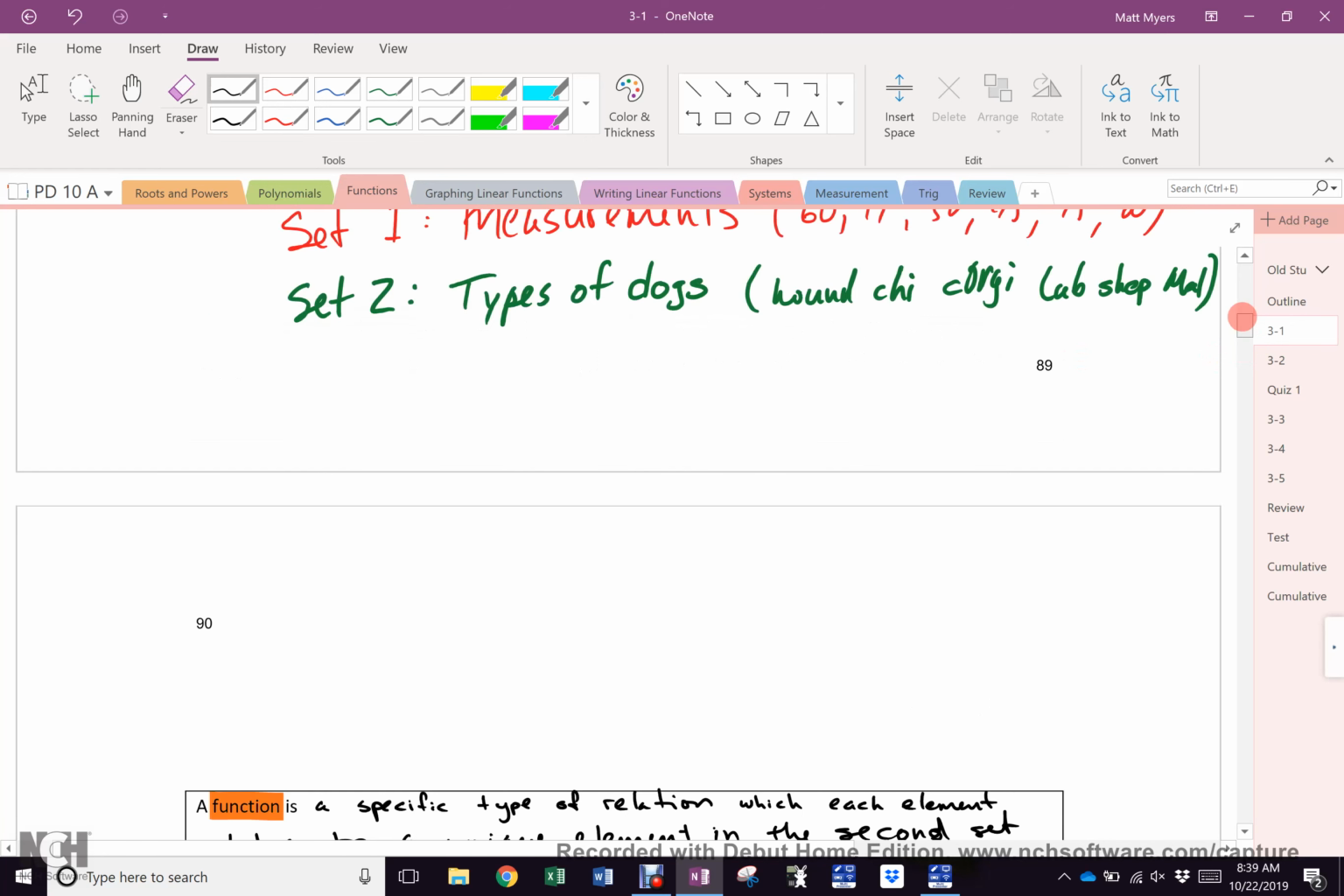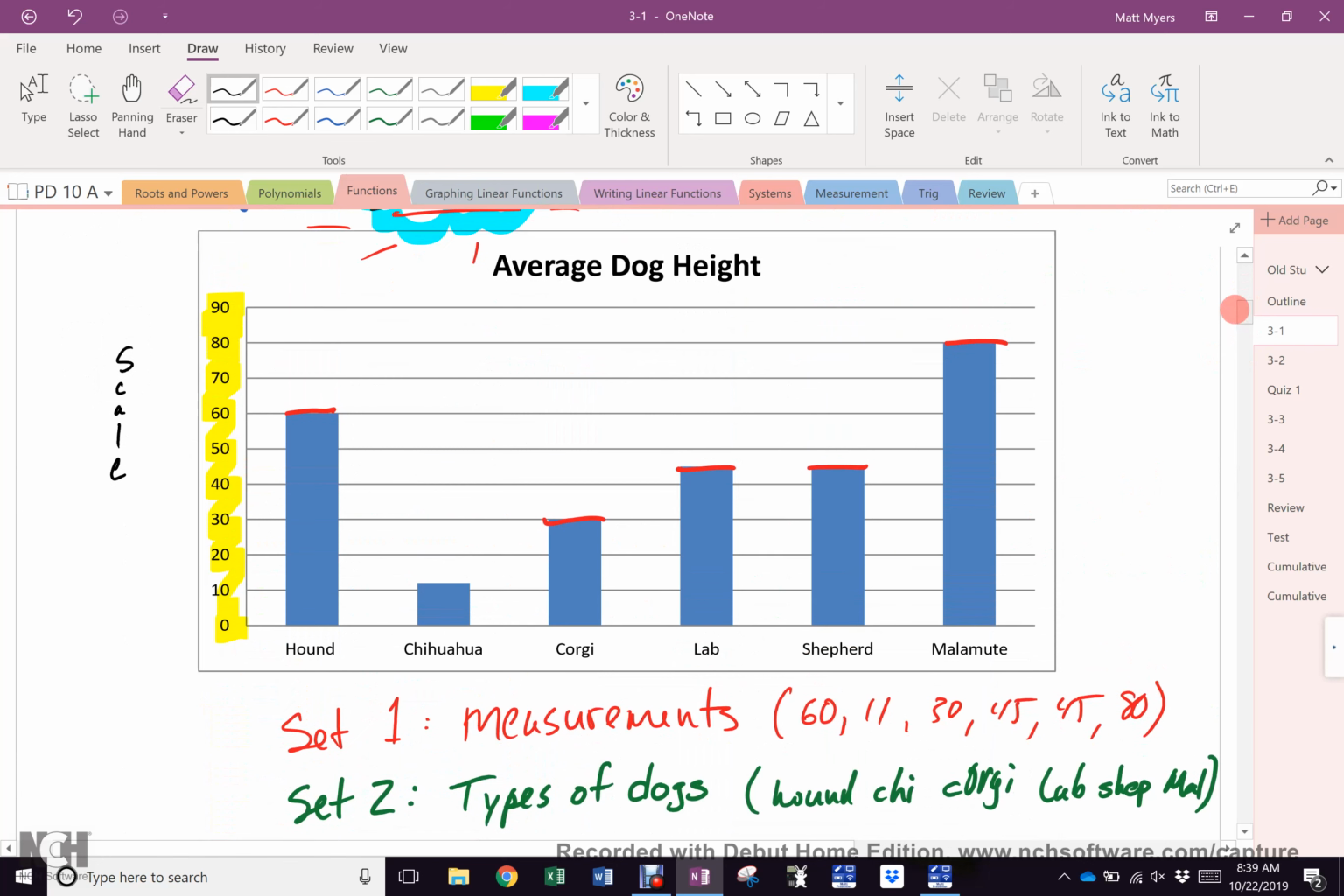All right, so let's have a look back at the relationship that we have here. If you don't have it written down, that page is coming right back, don't worry. What is the relationship between elements in the first column here? Hound relates to what height? 60. Easy peasy, lemon squeezy, yeah? Okay. Chihuahua relates to 11.